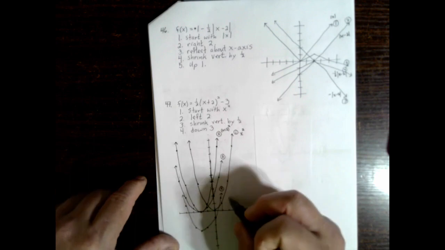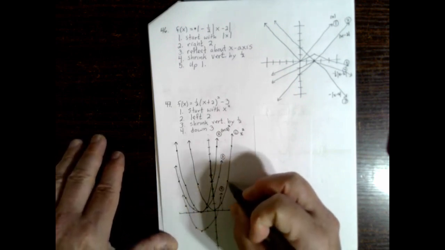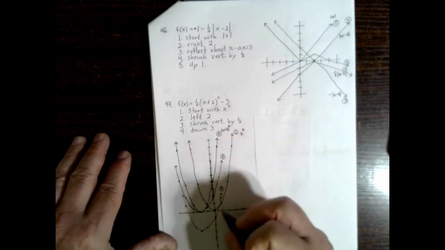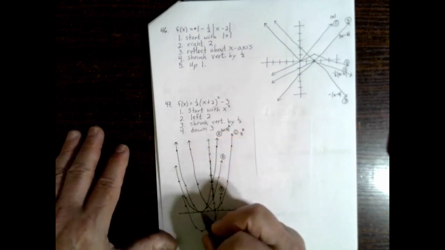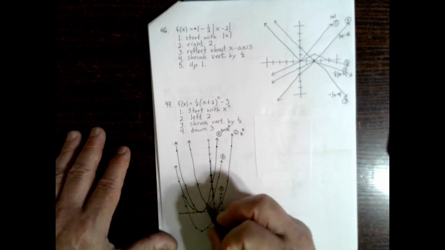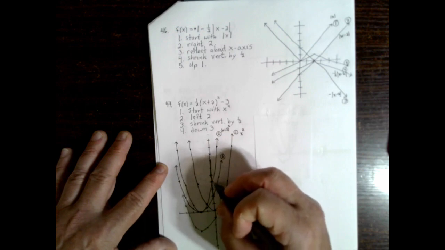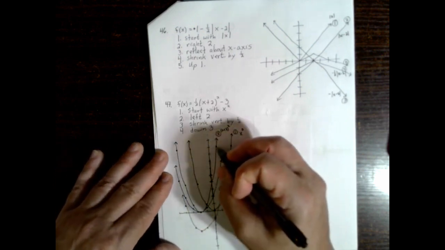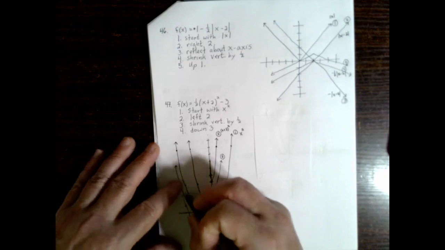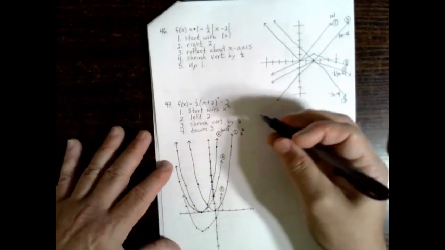Again, keep track of some points here. We got 0, 0, 1, 1, 2, 4, 3, 9. So 0, 0 becomes negative 2, 0. 1, 1 becomes negative 1, 1. 2, 4 becomes 0, 4. 3, 9 becomes 1, 9. And the same thing on this side. Everything moves over 2 units.